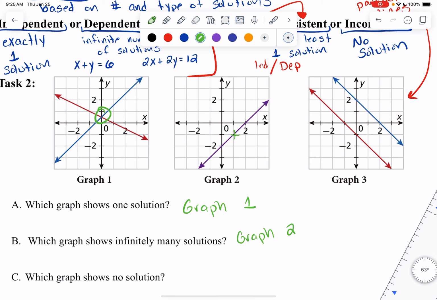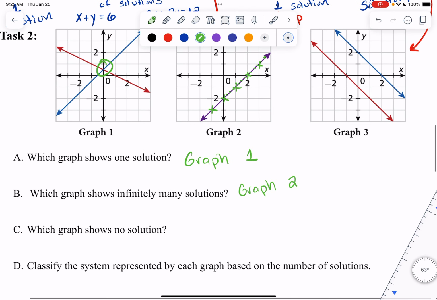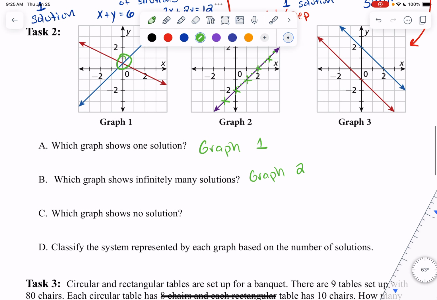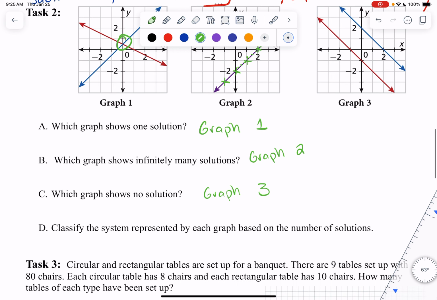Basically, the two lines ended up being right on top of each other. So any point on this line would be a solution. So there would be an infinite number of points. So there's an infinite number of solutions. Which graph shows no solution? Well, we just said that was graph 3. Graph 3 is inconsistent. So classify the system represented by each graph based on the number of solutions.